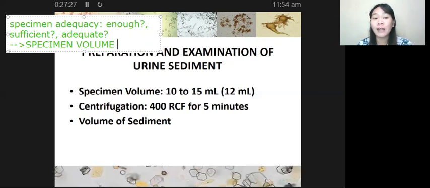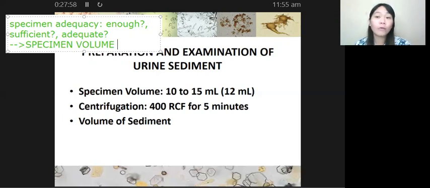Okay? Particularly, pag magpa-perform ka ng microscopic analysis, dapat meron kang 10 to 15 ml ng urine sample or an average of 12 ml. Kaya nga, if you are going to go back to the video that we provided, me and Sir Ruben, okay, di ba, gumamit pa kami ng centrifuge tube in order to show you na dapat ang urine sample na gagamitin natin, particularly for microscopic examination, is 12 ml.